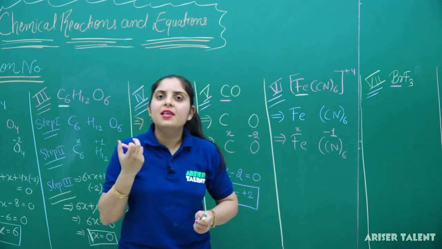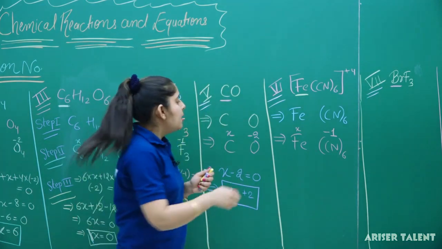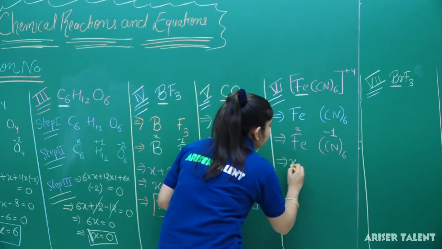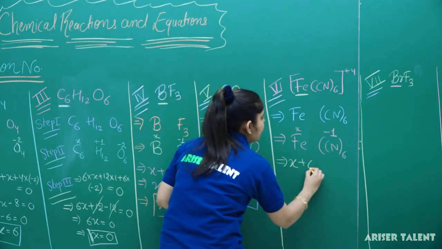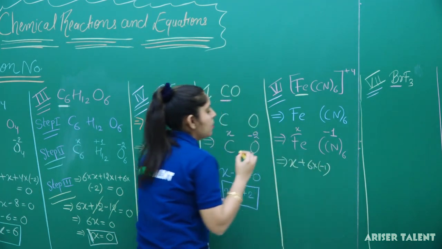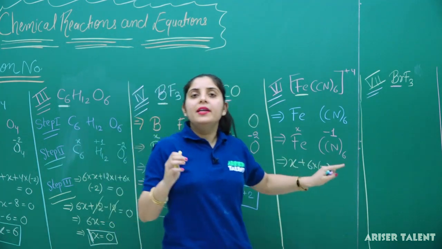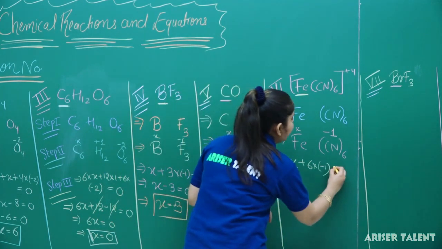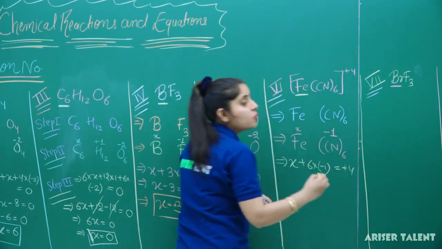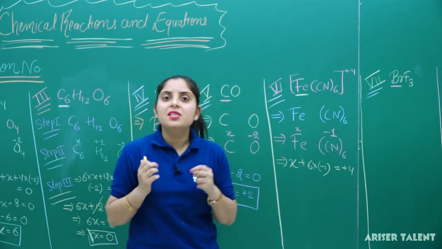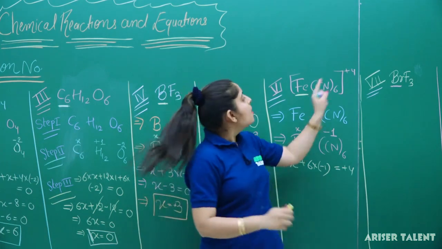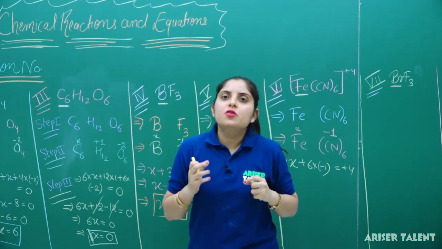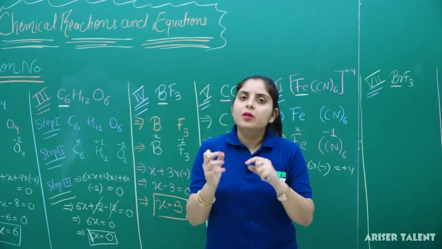It means cyanide has an oxidation state of -1. Now we will write X for Fe plus 6 multiplied by -1. X is for Fe and we are provided with 6 cyanide molecules, so we are multiplying 6 by -1, and it is equal to plus 4. So students, why am I substituting plus 4 on the RHS of the equation? Because the total charge on that compound is plus 4. If the charge is not given, we will substitute it equal to 0.